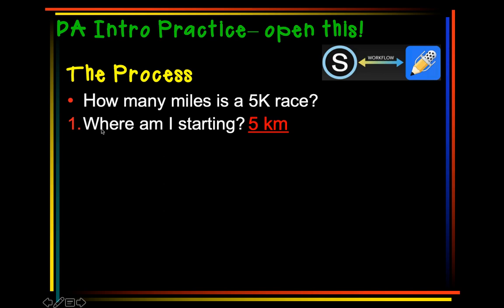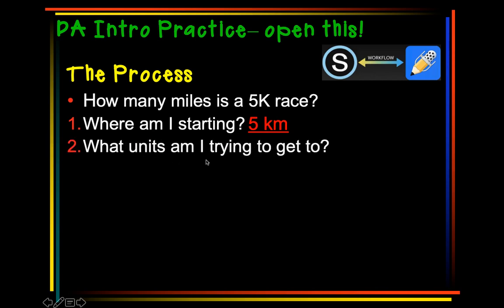The first thing you do is ask yourself, where am I starting? Look at the problem. It gives you 5K. That means 5 kilometers. Then, what am I trying to get to? It says, how many miles? So the units I'm trying to get to are miles.